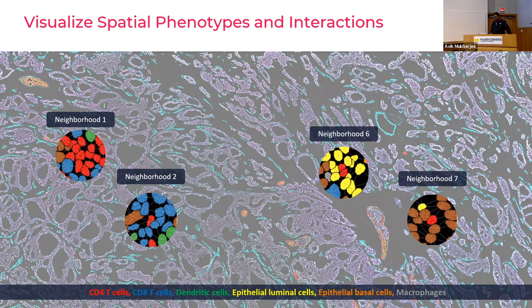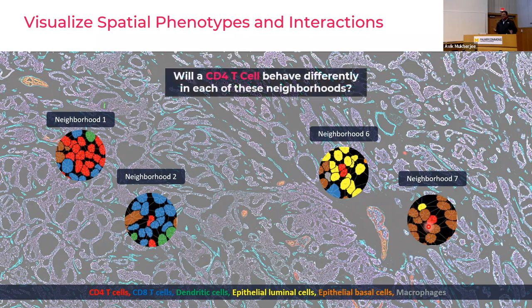If you look at the cluster 1, the red CD4 T cells are most likely to be proximal to other CD4 T cells. If you look at the cluster 2, right here, this neighborhood 2, the CD4 T cells are most likely to be adjacent to blue CD8 cytotoxic T cells. But if you look at the neighborhood 6 or 7, CD4 T cells are most likely to be adjacent to yellow luminal cells, or in neighborhood 7, it's near the epithelial cells. So can this neighborhood determine the function of the CD4 cell? And that's the important question you have to ask and you have to understand.